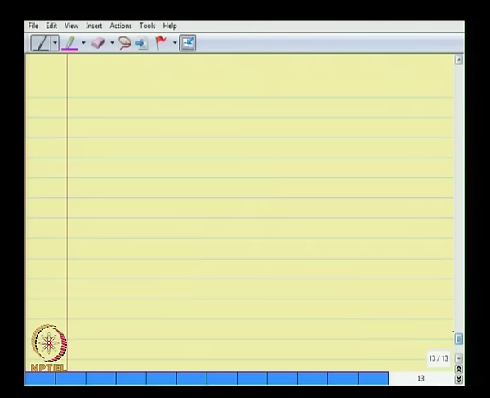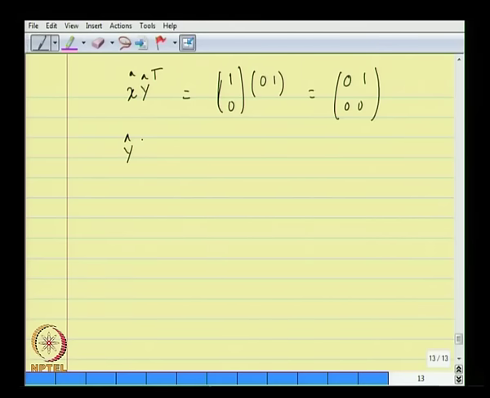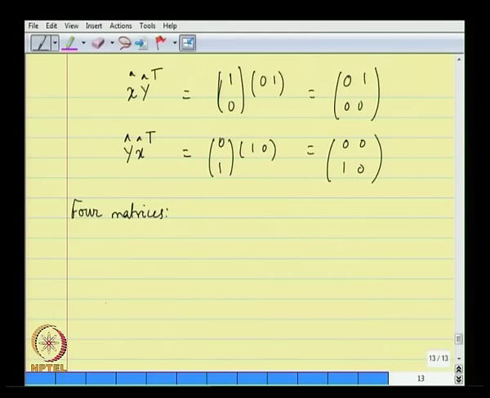What about x, y of t? That is going to be given by x is 1, 0 and y is 0, 1. So, the matrix that comes out of it is 0, 1, 0, 0, and y, x of t will be 0, 1 times 1, 0 to give you 0, 0, 1, 0. So, you have four matrices which are called basis operators. These are x, x of t, y, y of t, x, y of t, and y, x of t. Okay.